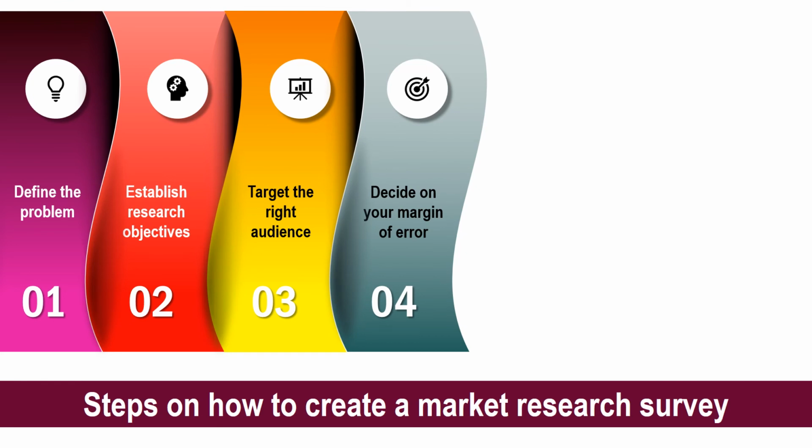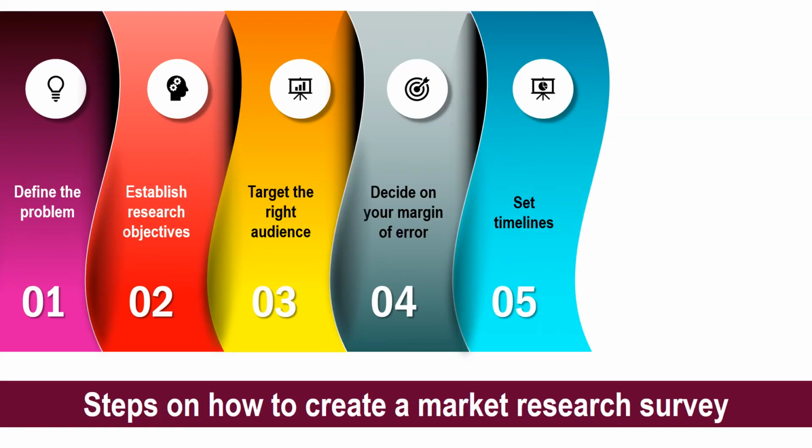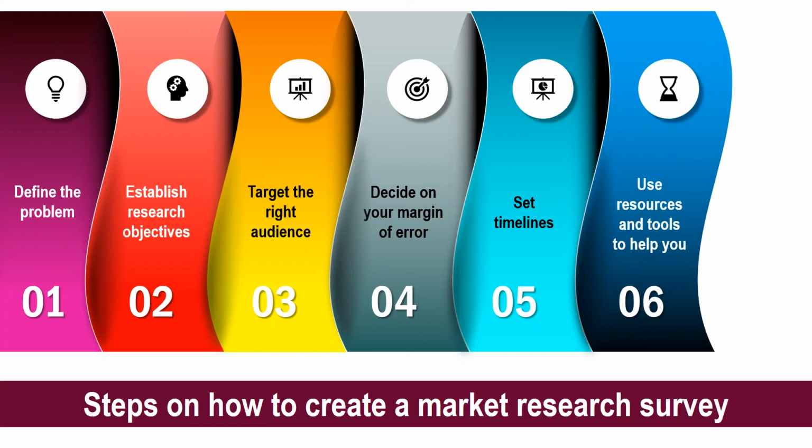Decide on your margin of error. That means defining the degree of confidence that your results match up with the opinions and preferences of the entire population. That means how much of a margin of error is there in the results you are getting and whether that is tolerable or not. Then set the timelines. Timelines are basically when will you send your survey out, how many times will you send it, and within what time are you going to get the information back from the people who are answering your survey.